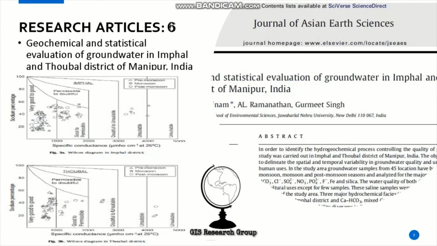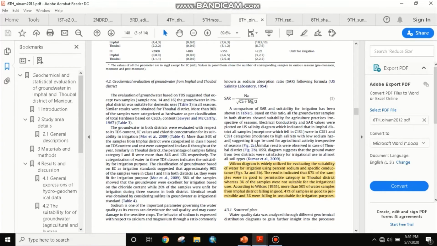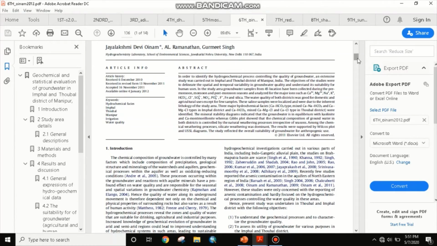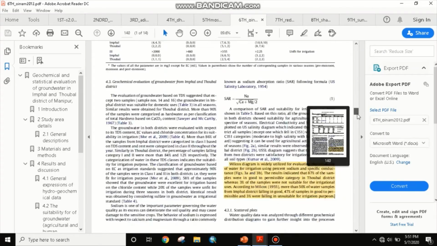So in our next slide, if we see the research article number 6, the title is Geochemical and Statistical Evaluation of Groundwater in Imphal and Thoubal district of Manipur, India. So let's have a look at this article. Article number 6. If you see Geochemical and Statistical Evaluation of Imphal and Thoubal districts of Manipur. So Imphal, okay. So if we see straightly we will go to our interpretation section of Wilcox.